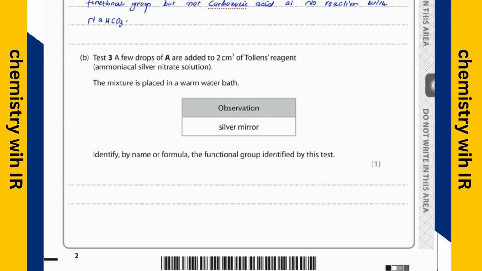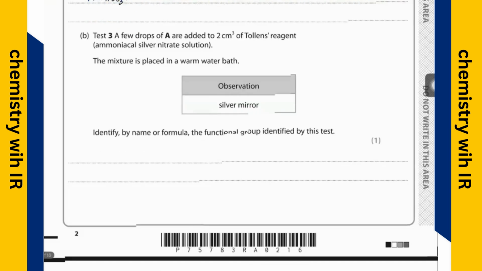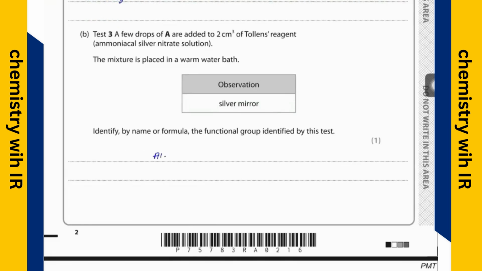So identify by the name or formula the functional group identified by this test. So I'm supposed to write aldehyde, because they are saying by the name or formula: aldehyde.